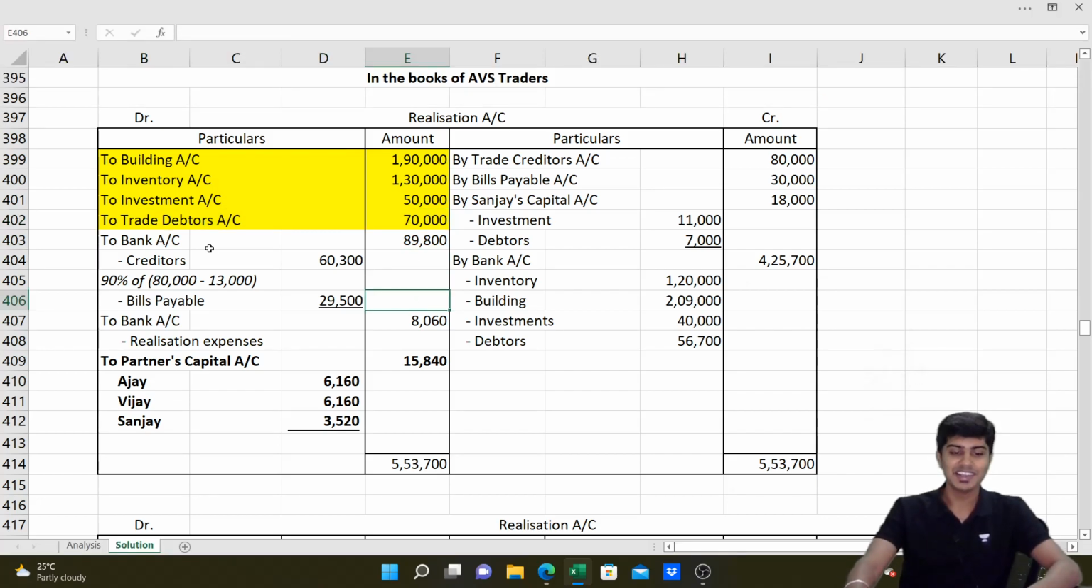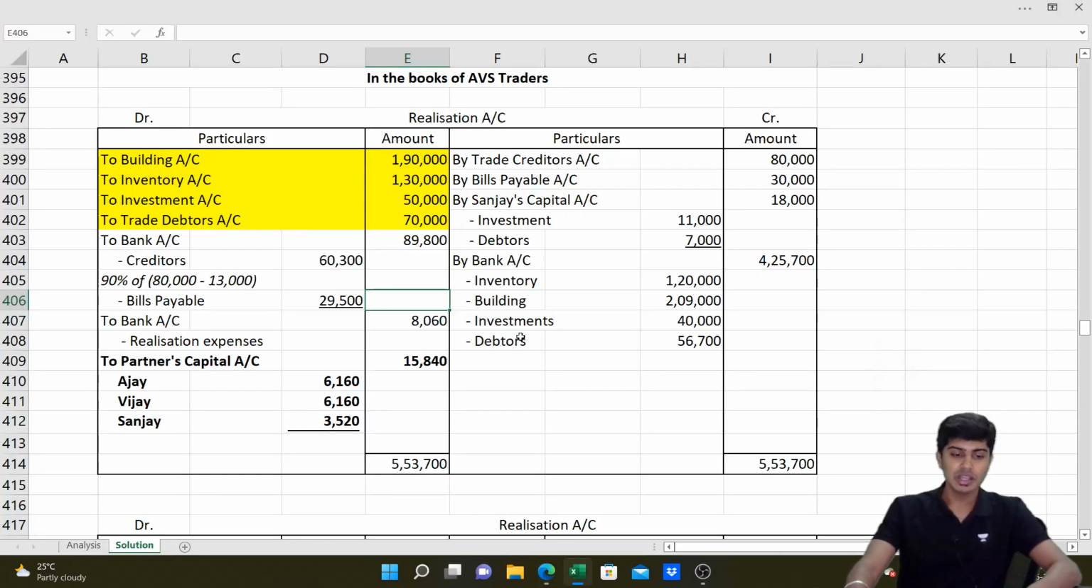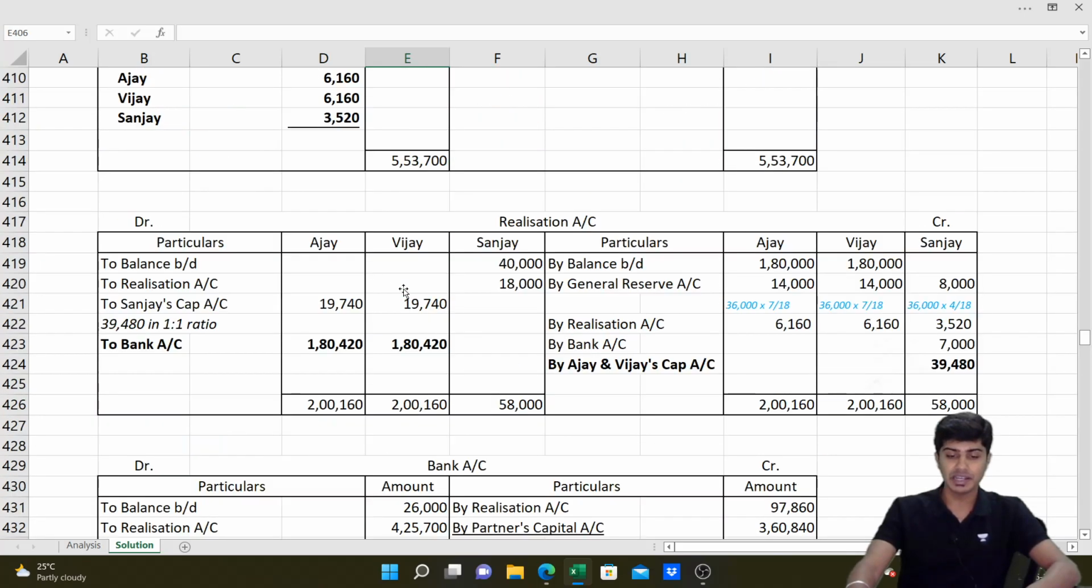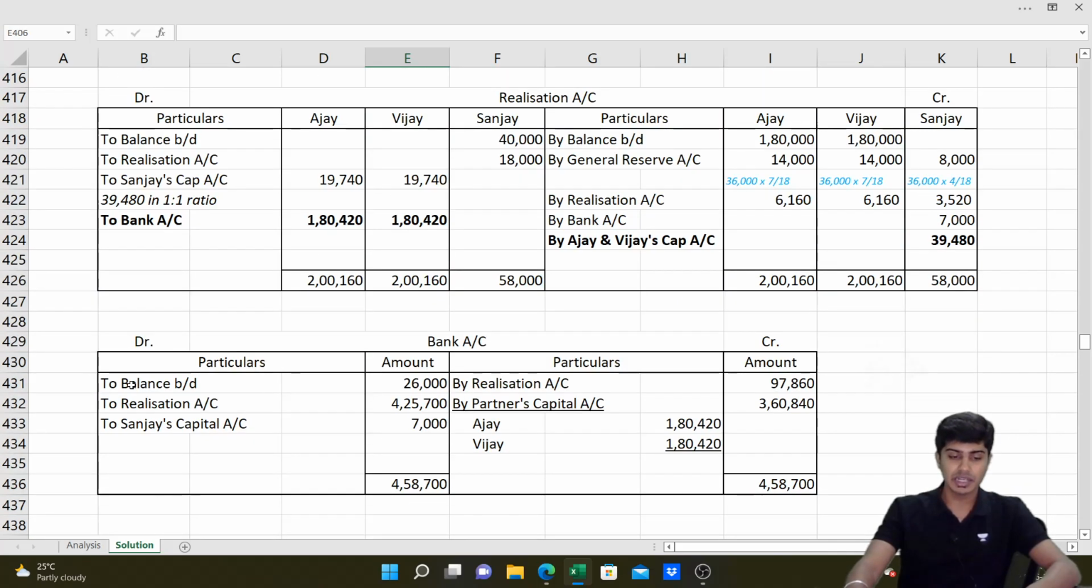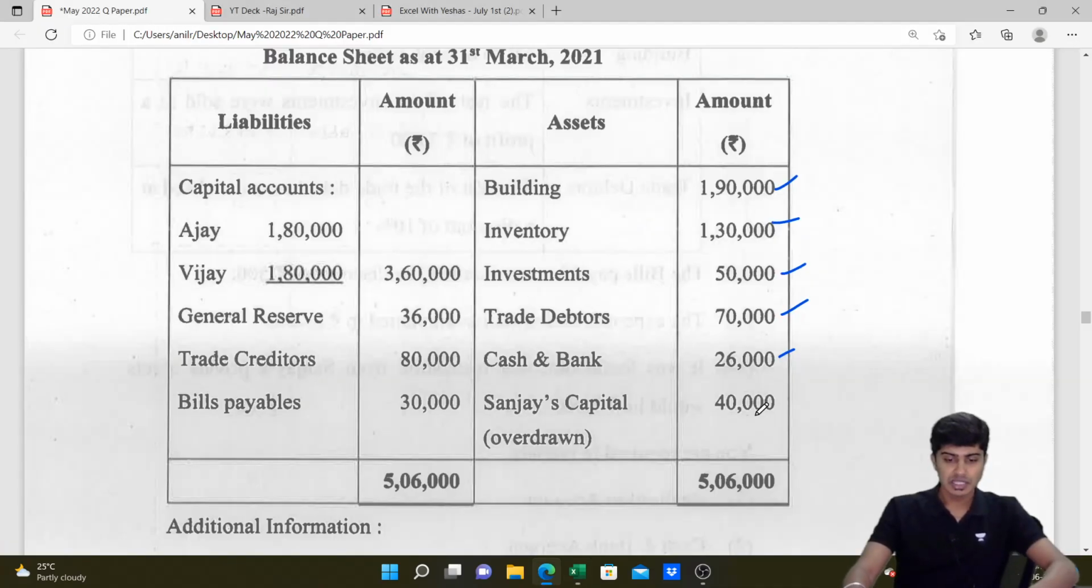Fine. So trade debtors written. Then there is a cash and bank balance of 26,000. What do we do with this cash and bank balance of 26,000? We'll not write it here. We'll open a separate ledger called bank account. In that I'll write "To balance brought down 26,000." Done. Very nice.